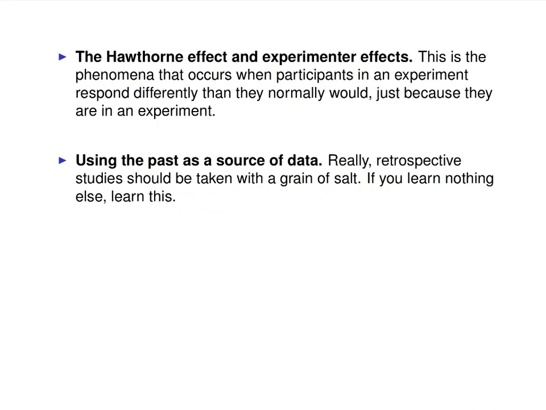Now, another thing that can happen is something called the Hawthorne and experimenter effects. It's a phenomenon that occurs when participants in an experiment just respond differently than they normally would just because they're in an experiment. So, for example, if you have a diet and exercise study, people may just behave better because they're in that study. And in that exercise study, people might eat better just because they're part of this study.